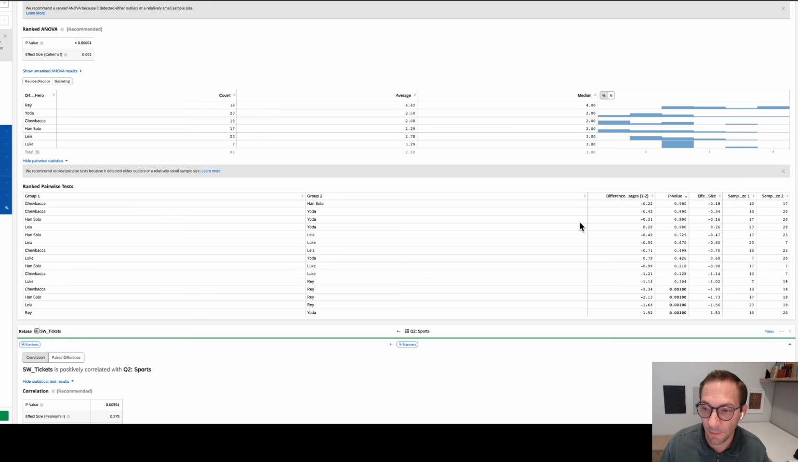And we don't really have a clear loser, like a fan base that purchased fewer tickets. So Chewbacca seems to be the lowest on average, but this one didn't significantly differ from any of them except Rey. All right, so we don't really have a clear loser in this case. Rey is pretty close to being the clear winner. Those fans purchased more tickets than any other fan base except the Luke fan base.